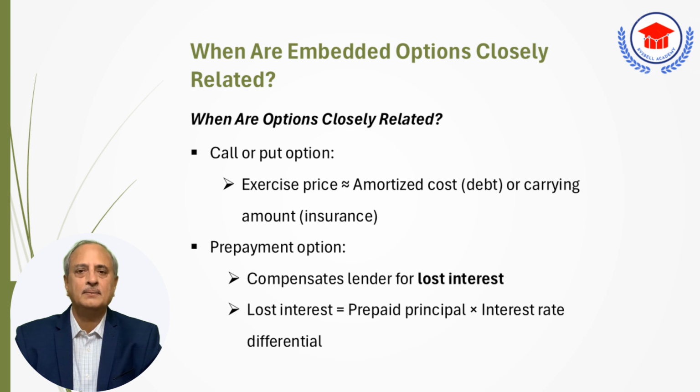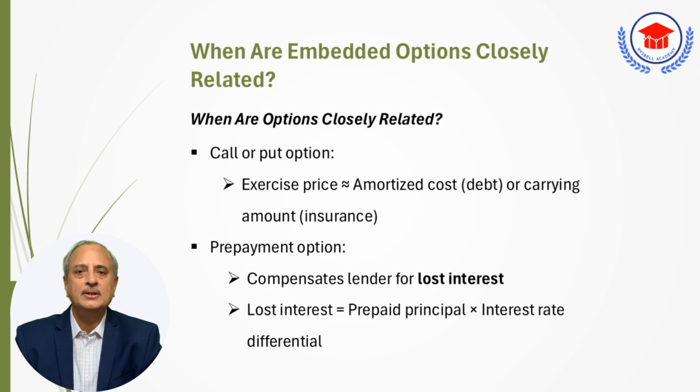For example, a call or put option is closely related if its exercise price is approximately equal to the amortized cost of the debt instrument or the carrying amount of the insurance contract on the exercise date. For prepayment options, the exercise price needs to account for the lender's potential loss. This means compensating the lender for the present value of lost interest over the remaining term.